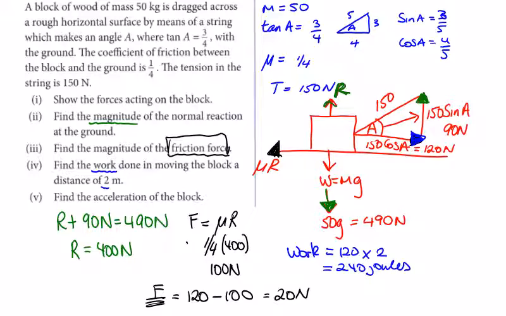And finally, the acceleration of the block, and that's back to my F is equal to ma. So my resultant force is equal to mass times acceleration. My resultant force was 20 newtons. So 20 is equal to 50a. So a would have to be equal to 2/5, which is 0.4 meters per second squared.